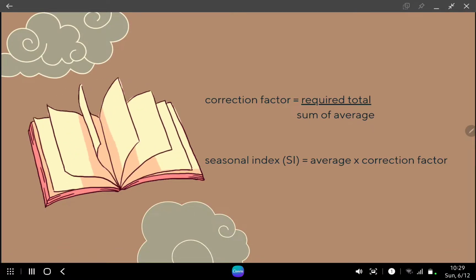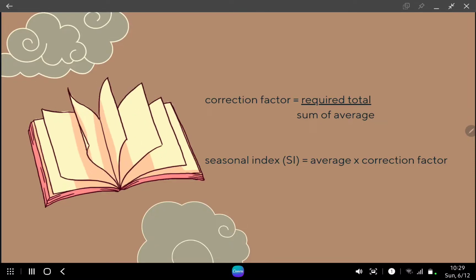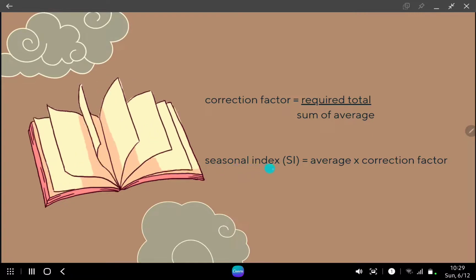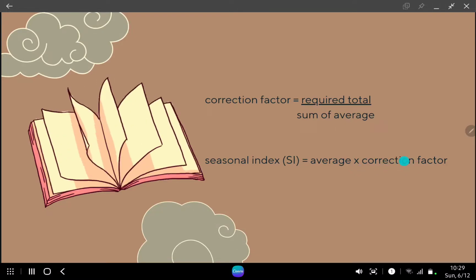Then we have other subsequent formulas. The first one is the correction factor. The formula is the required total divided by sum of average. And the formula for seasonal index: SI is average multiply with the correction factor.